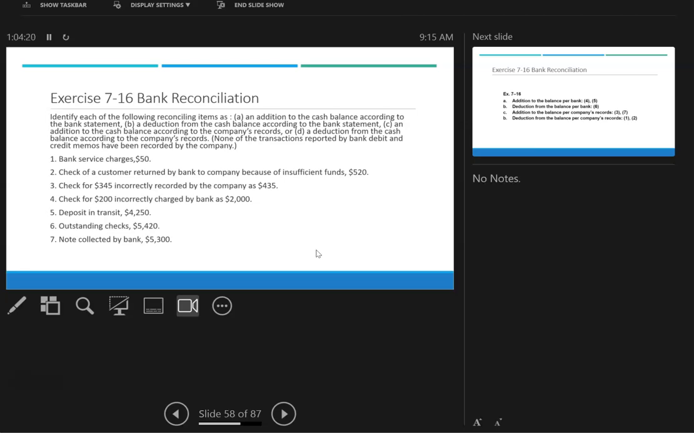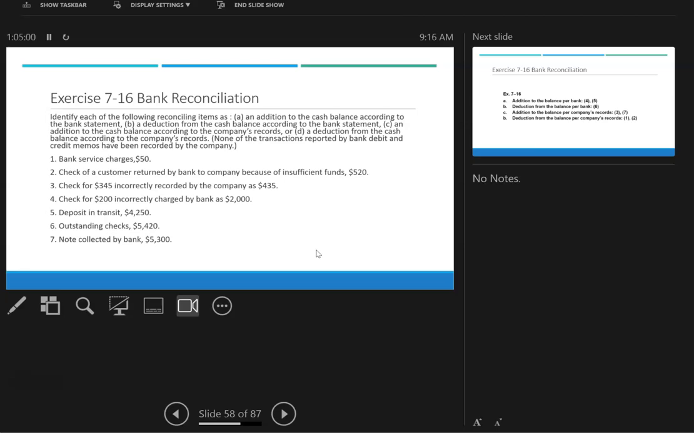Let's look at this example here, guys. Exercise 7-16. Identify each of the following reconciling items as an addition to the cash balance according to the bank statement, a deduction from the cash balance according to the bank statement, an addition to the cash balance according to the company's records, or a deduction from the cash balance according to the company's records. A bank service charge of $50. I want y'all to think about this.